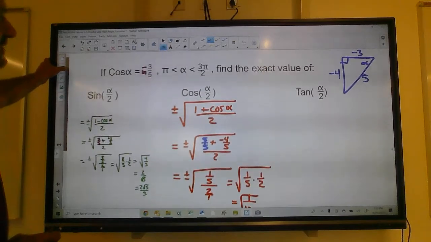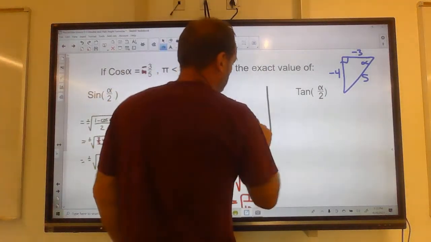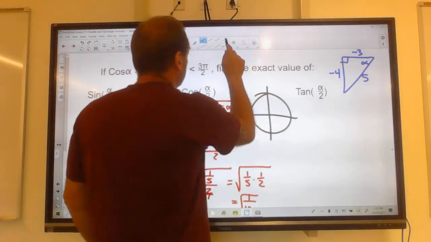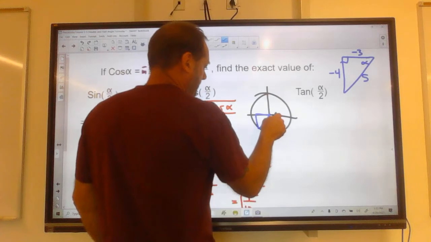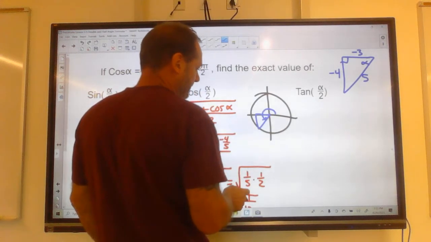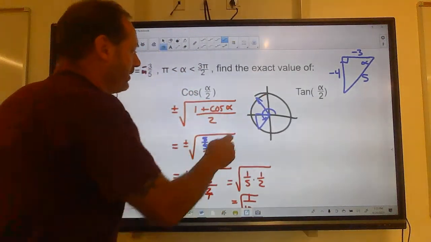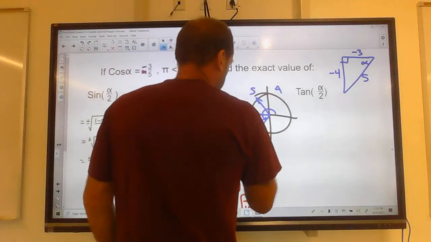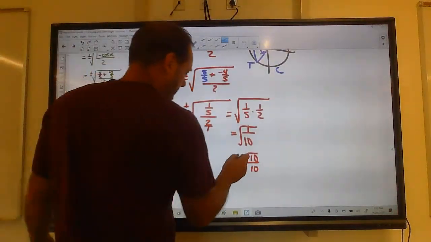So now the question is it positive or negative? So we go back to that same picture. Okay, here's my angle all the way around here. Now half of that is going to put me up in here again. Cosine, all students take calculus. Cosine is going to be negative over here, so this is going to be negative.